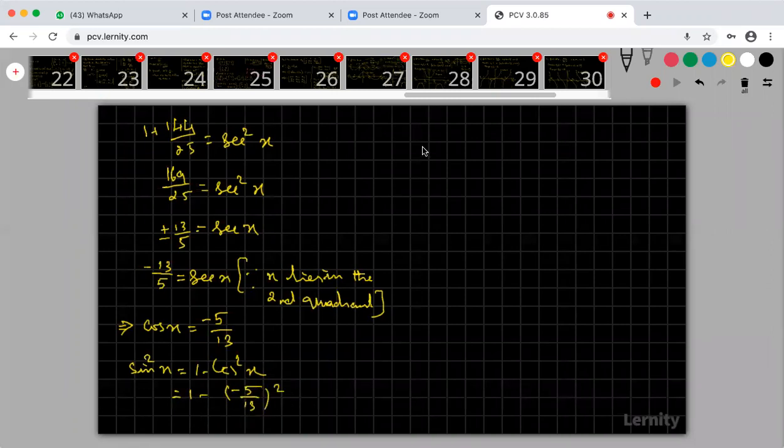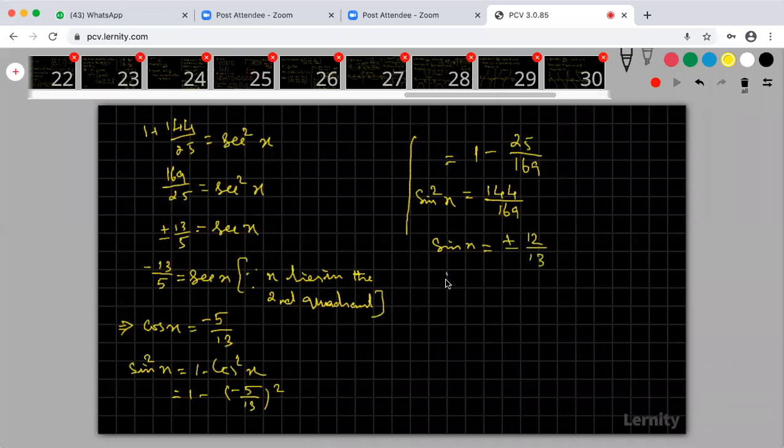Okay, this will become 1 minus (minus 5 by 13) the whole square, that is 25 by 169. Take a cross multiplication, 169 minus 25, that is 144 by 169. This is my sin square x. So my sin x is the square root of this, plus or minus 12 by 13.